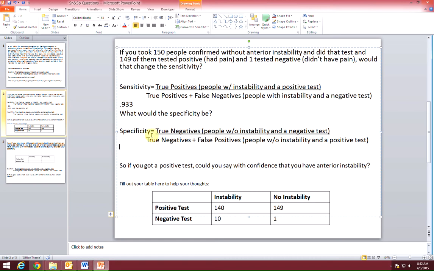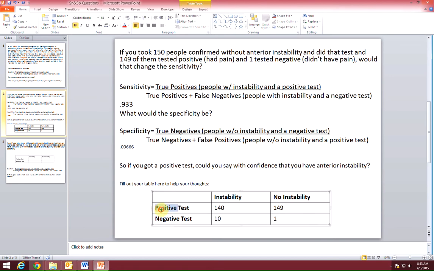So if we calculate that, it's going to be 1 divided by 150, and we get something really, really small, 0.00666 or 0.007, which is very, very small. I mean, it's basically useless. Therefore, this test does not have very good specificity. Therefore, if you get a positive test, you cannot say that you are confident that this patient has anterior instability. And that should make sense, because look at this right here.